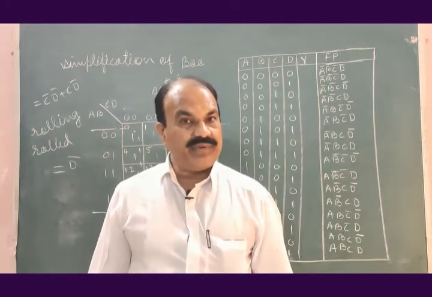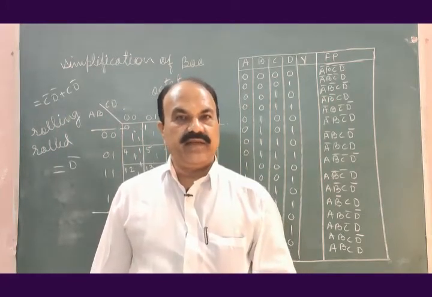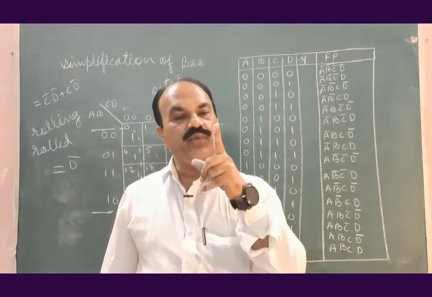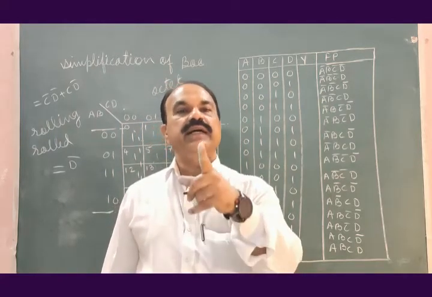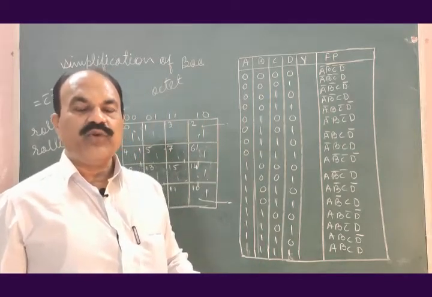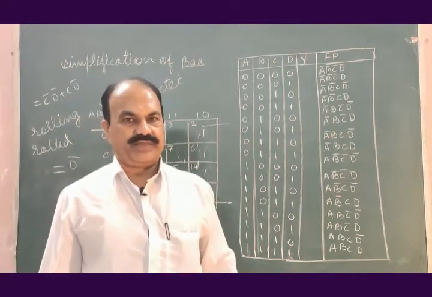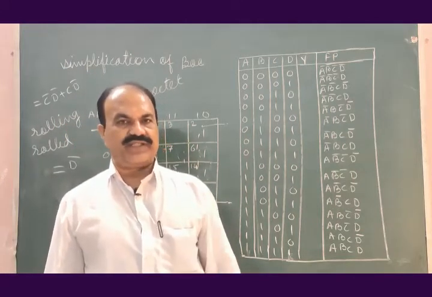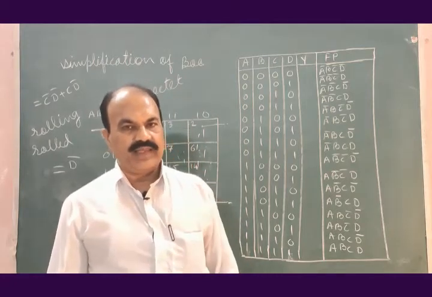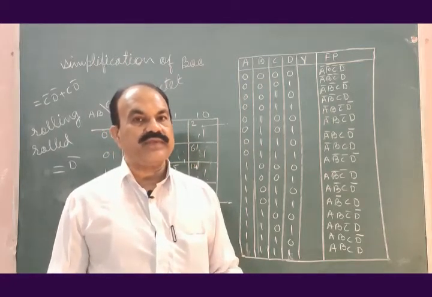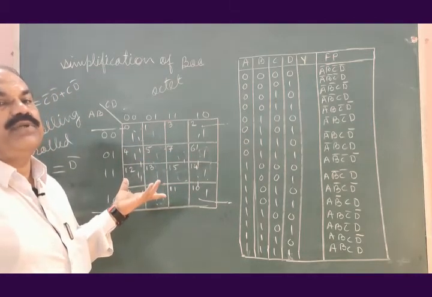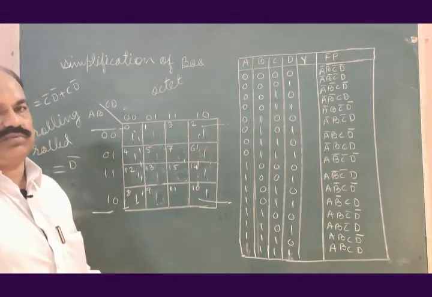By rolling the map, we can form an octet. By rolling the map, we can form a quad. By rolling the map, we can form a pair. So, we have to use all these possible ways. First go for an octet, then go for a quad, then go for a pair. If these are not formed, then see the way of rolling the map or overlapping the group.